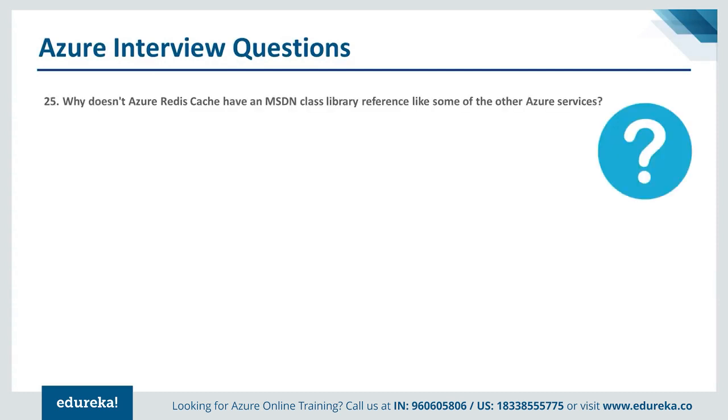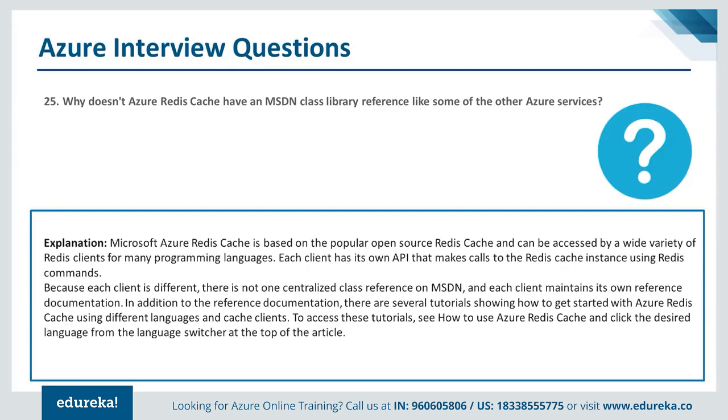Now the question is, why does Microsoft Redis Cache not have an MSDN class library reference like some of the other Azure services? Of course, this is open source, which is one very important thing. Microsoft Redis Cache is based on the popular open source Redis Cache and can be accessed by a wide range of Redis clients. That is the reason we cannot just put it into MSDN. So simple enough, just remember that. Because each client is different, there is not one centralized class reference on MSDN. So we cannot just restrict it. This is the reason we do not have any MSDN class library for Redis cache.